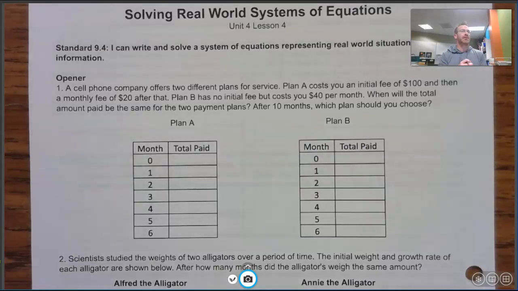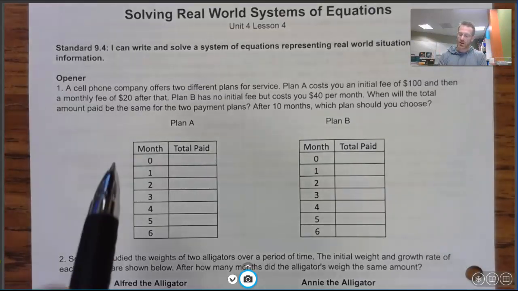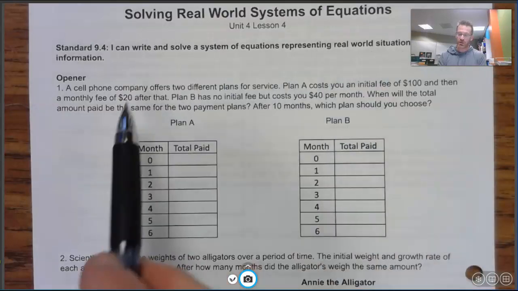And we are back. So what this lesson is going to do is really combine a handful of things that we've done this year. You're going to see table values, graphing, and systems. You're going to see a lot of different pieces all merging in this concept that I can write and solve systems of equations representing real world situations.